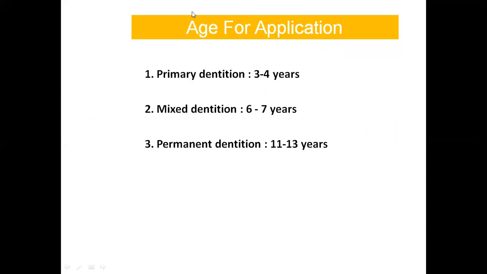So it is generally considered that if you want to apply the pit and fissure sealant in primary dentition, 3 to 4 years is considered to be ideal. In mixed dentition, 6 to 7, and in permanent dentition, 11 to 13 years is considered to be ideal for application.